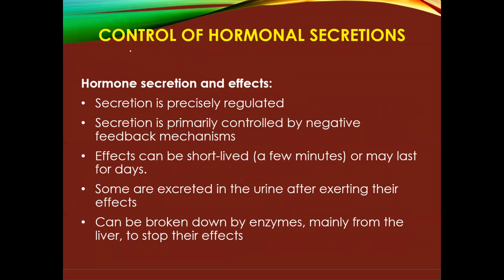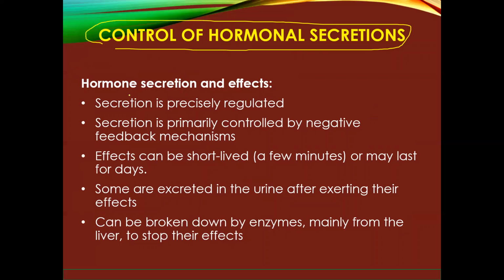Now we go to the control of hormone secretion. So hormone secretions and effects. Secretion is precisely regulated. So the hormones will be regulated in terms of when they are going to be produced and how much, for example, and primarily controlled by the negative feedback system. Right? So let's say about 90% of hormone production is controlled by this negative feedback system. The rest maybe with the positive feedback system. Okay, so again, mostly with the negative feedback system.